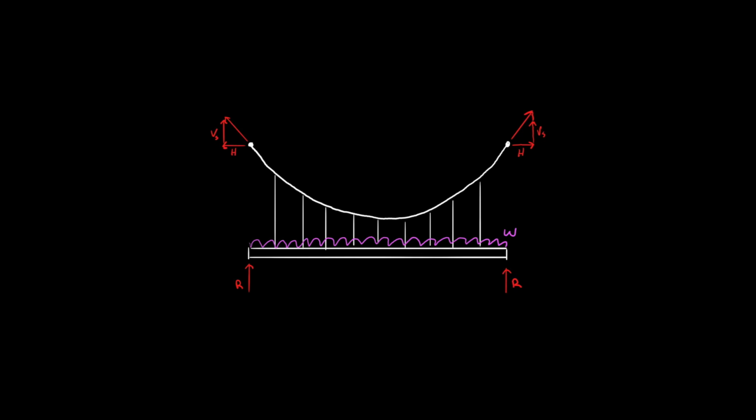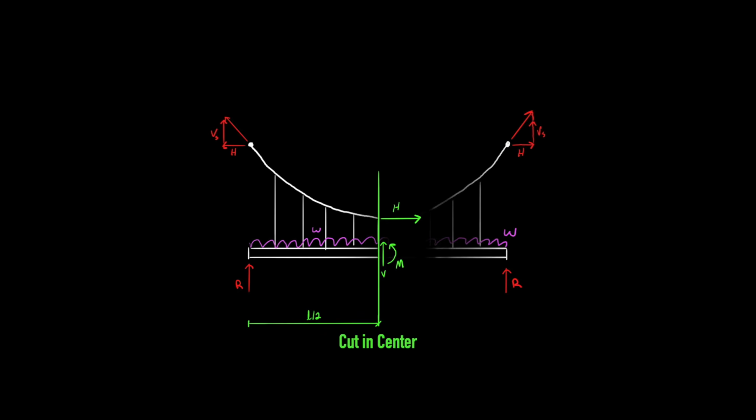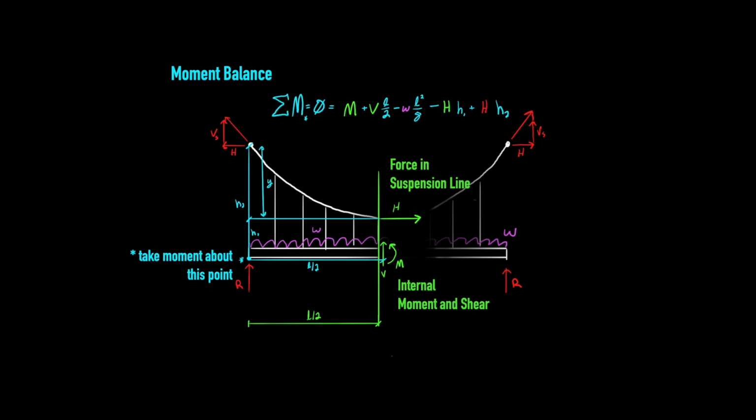Then to see what's going on with the internal forces inside the bridge deck, I'm going to cut the bridge in half so that we can see how the internal forces of the bridge deck and the suspension line balance with the external loading and the support forces. To relate all of these forces together, I'm going to take the left-hand side of the bridge and do a moment balance about the lower left-hand corner.